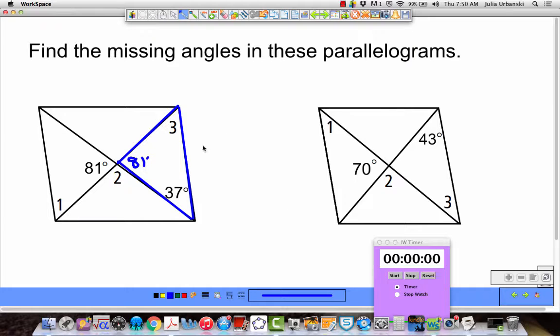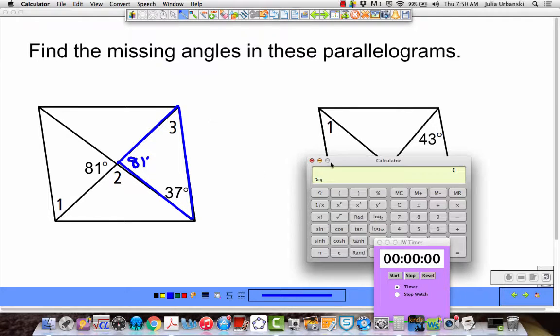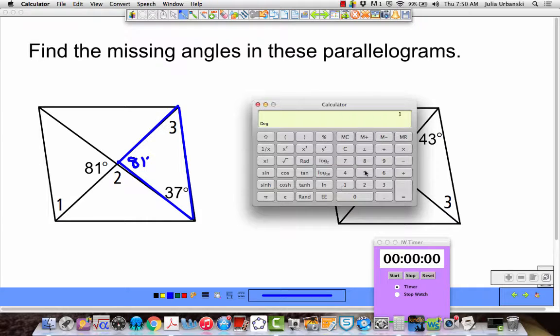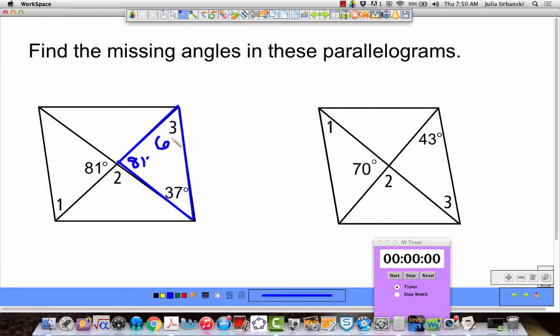Okay, so what do we get for 3? Subtract 180 minus 81 and minus 37. You guys are tired. I'll do it. 180 minus 81 minus 37. I get 62 degrees. Okay, any questions about that one?